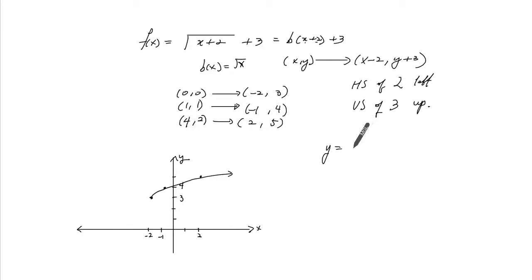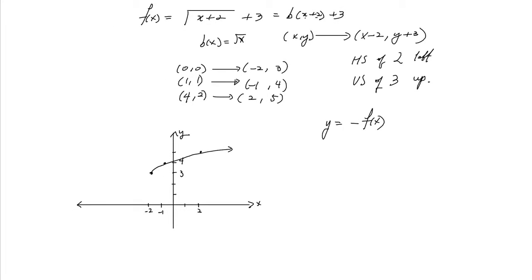So what would y equals minus f of x look like? It should be, right? This is f of x in terms of transformation reflected on the x-axis, right? So it's going to look roughly like this.